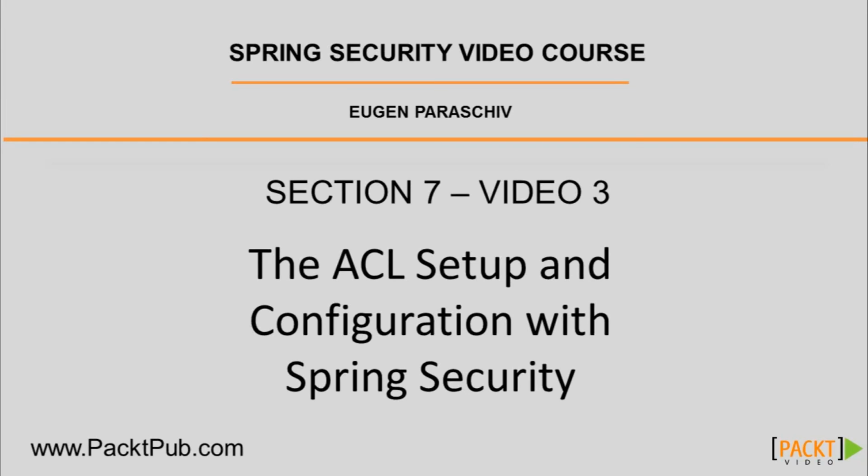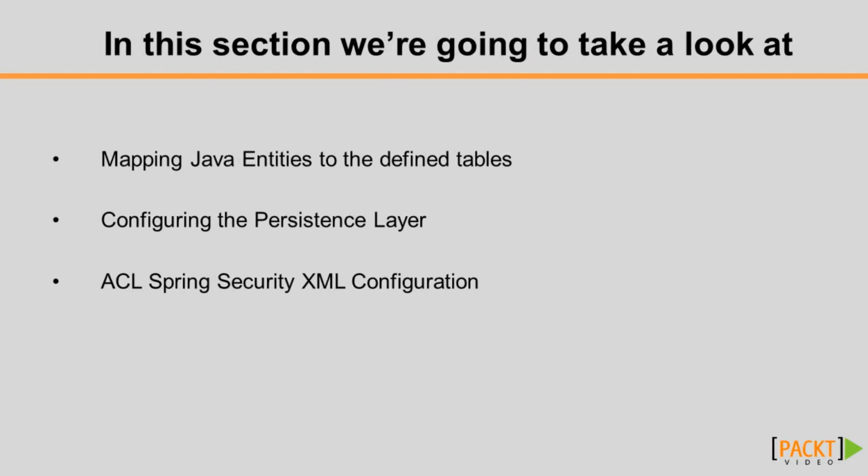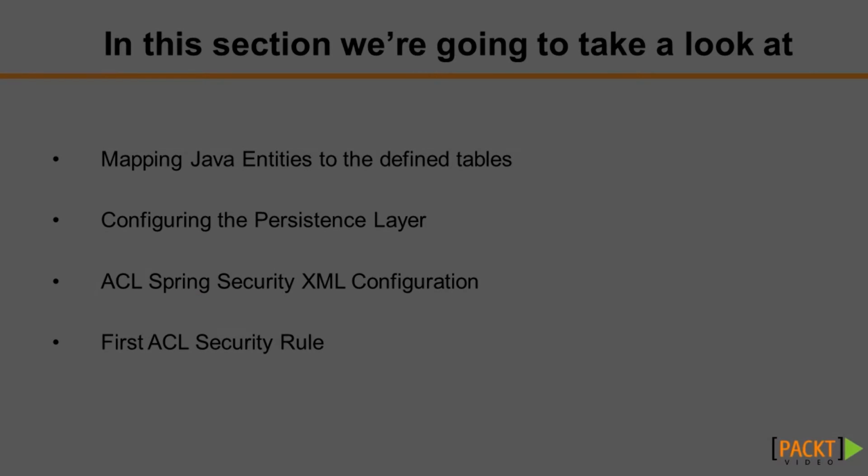In this video, we will start implementing the project and setting up the ACL configuration. We'll start by mapping the Java entities to the table structure we created in the previous video. We will then configure the persistence layer of the application for all the new entities. We will set up ACL in our Spring Security XML configuration. And finally, we'll secure our first method with our first ACL security rule.